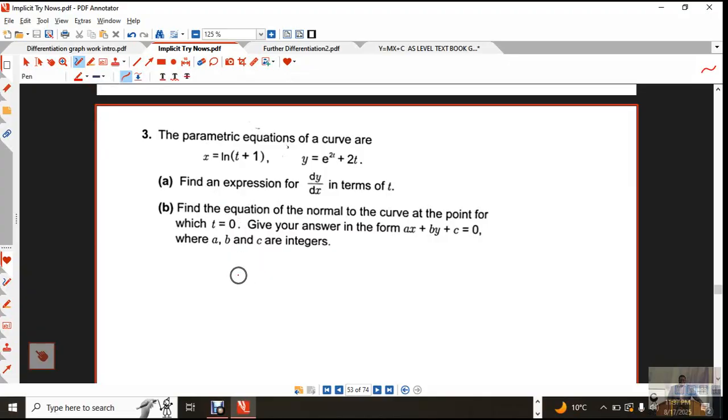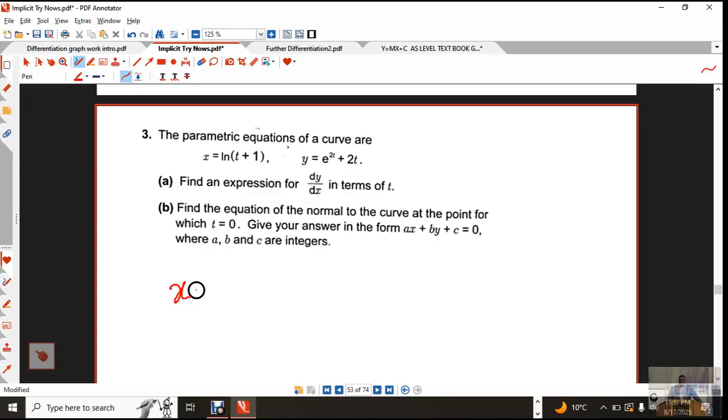So you have got the following parametric equations of a curve. They are x is equal to the natural log of t plus 1 and y is equal to e raised to the 2t plus 2t. You're supposed to find an expression for dy/dx in terms of t. Right, so let's go directly into it.